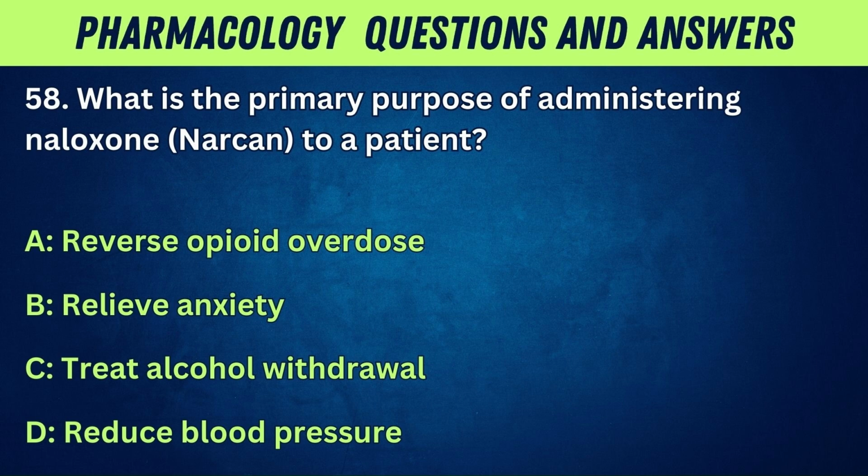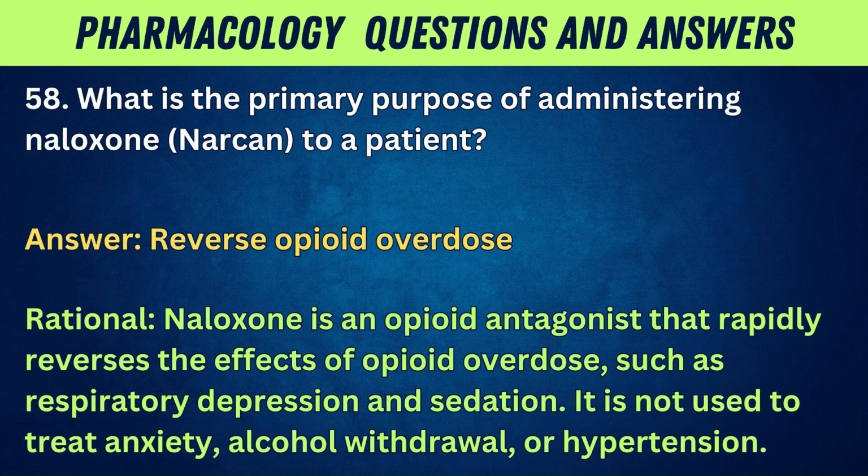58. What is the primary purpose of administering naloxone, Narcan, to a patient? A. Reverse opioid overdose. B. Relieve anxiety. C. Treat alcohol withdrawal. D. Reduce blood pressure. Answer: reverse opioid overdose. Rationale: naloxone is an opioid antagonist that rapidly reverses the effects of opioid overdose, such as respiratory depression and sedation. It is not used to treat anxiety, alcohol withdrawal, or hypertension.